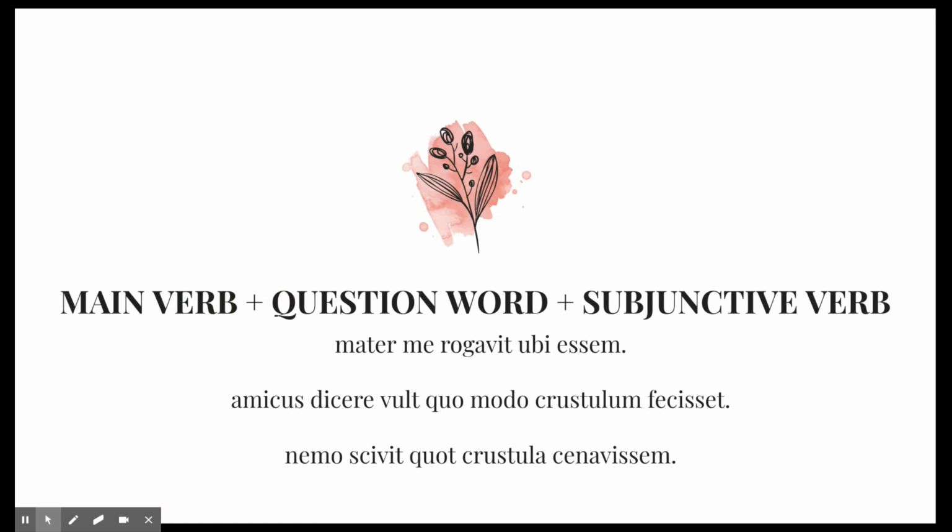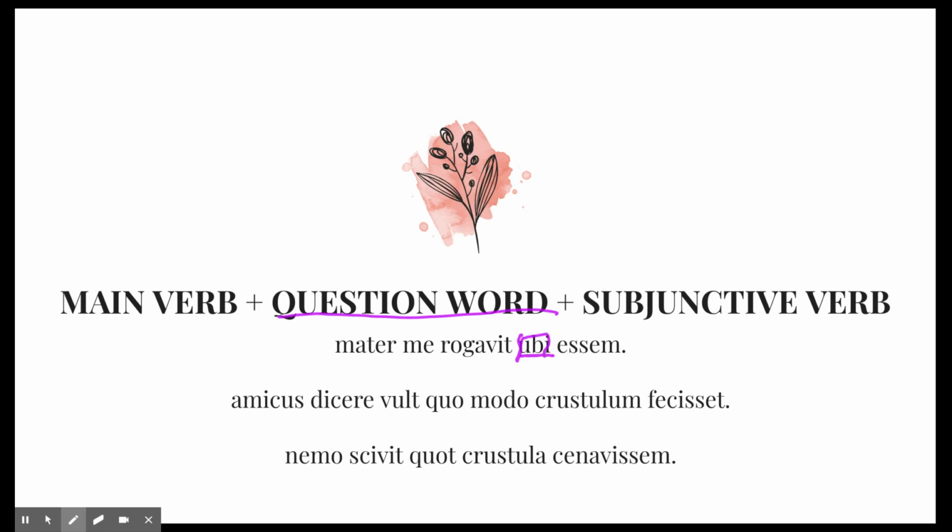So going back to our main idea of a main verb, a question word, and a subjunctive verb, I have 3 sentences that all are indirect questions. Let me show you what they look like. I'm going to start with the easy one to find, the question word. Mater me rogavit ubi essem. Ubi is a question word, so I'm just going to box that in purple.